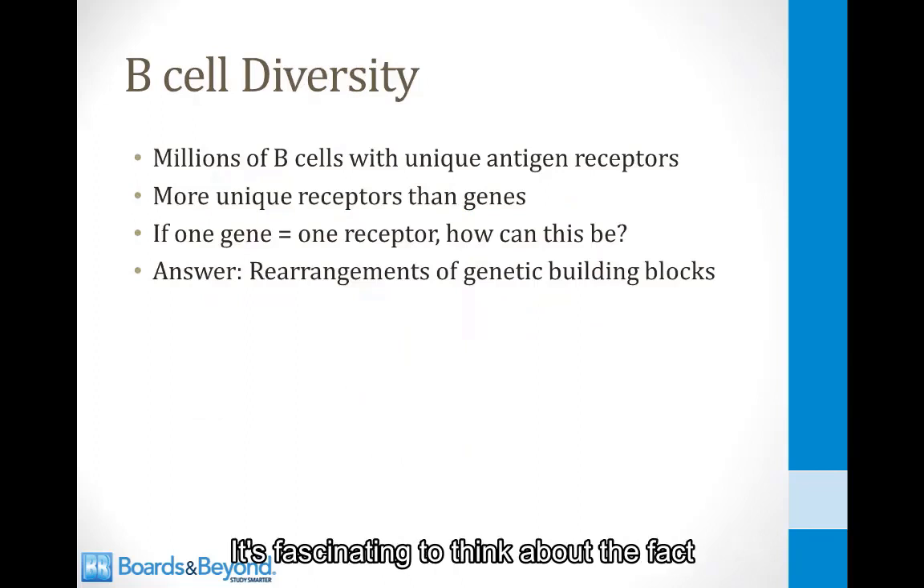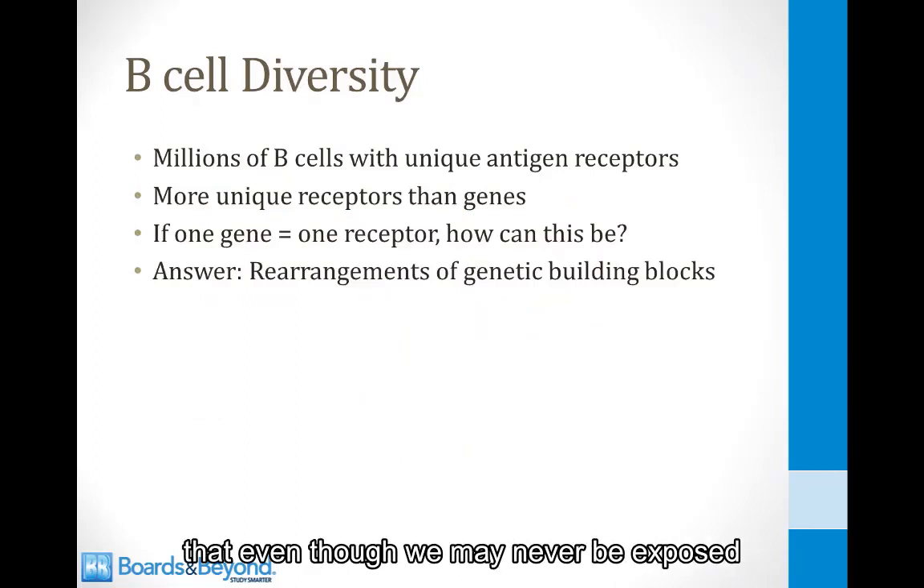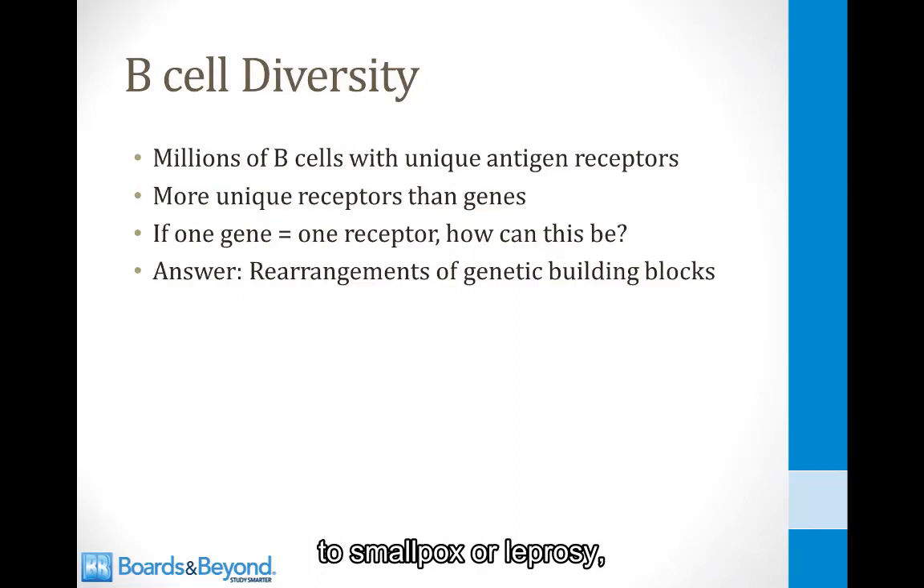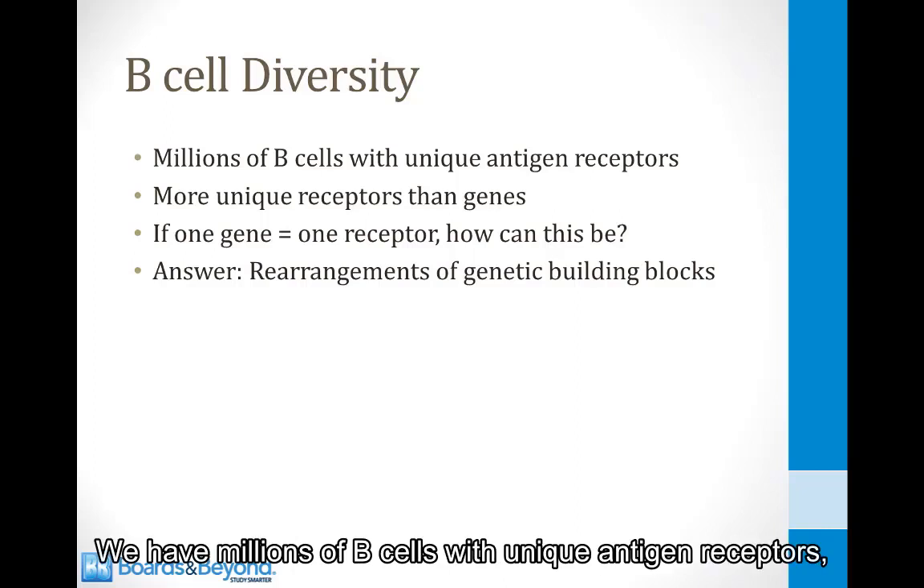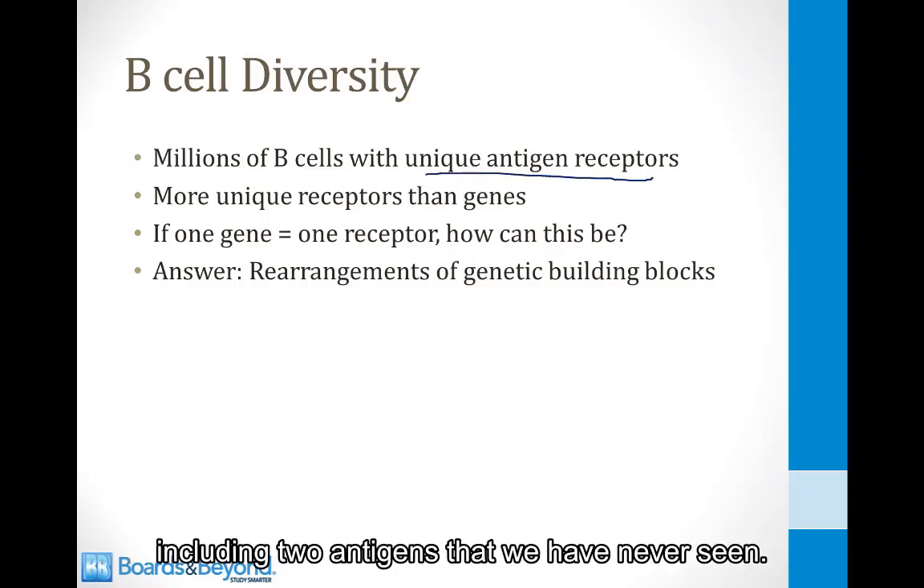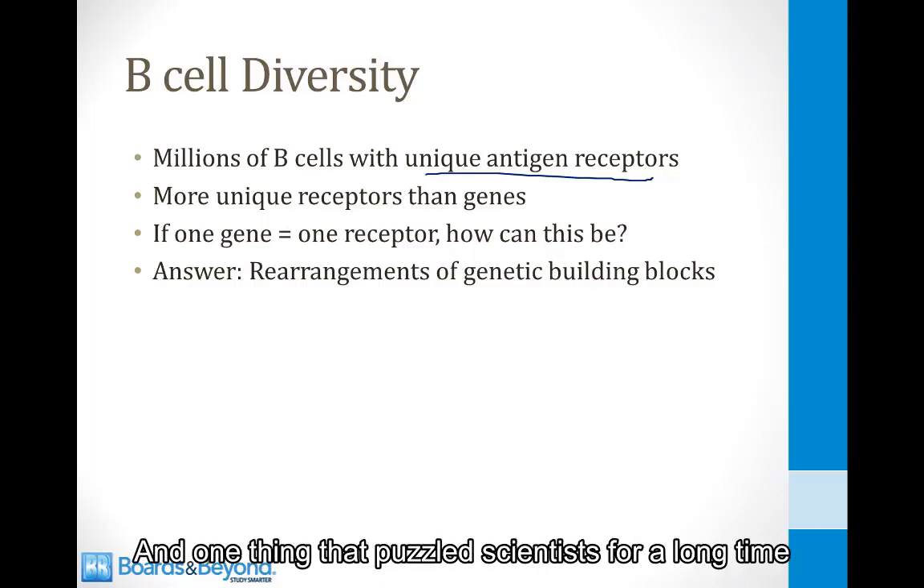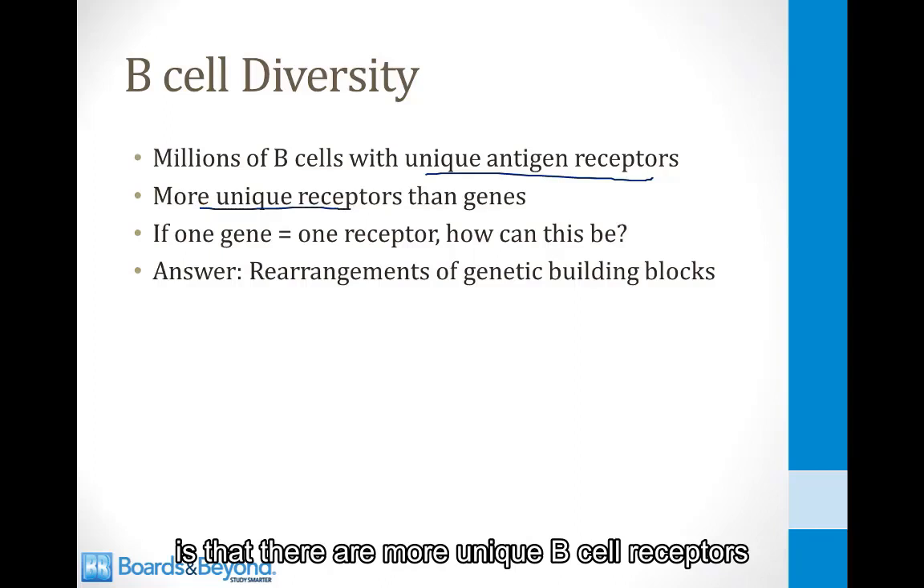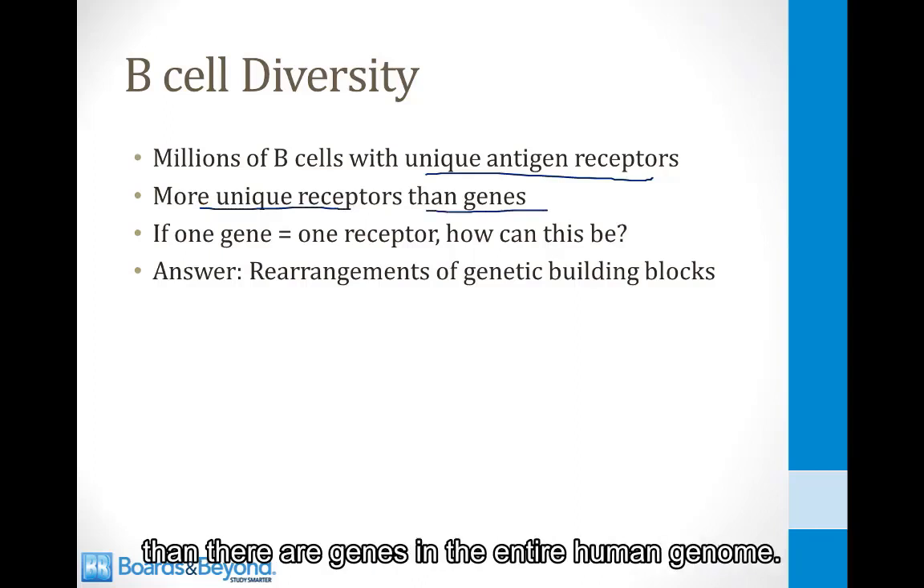B cells are very diverse. It's fascinating to think about the fact that even though we may never be exposed to smallpox or leprosy, all of us have in our body right now B cells that are capable of reacting to those pathogens. We have millions of B cells with unique antigen receptors, including to antigens that we have never seen. And one thing that puzzled scientists for a long time is that there are more unique B cell receptors than there are genes in the entire human genome.